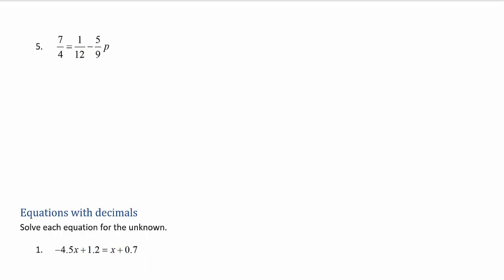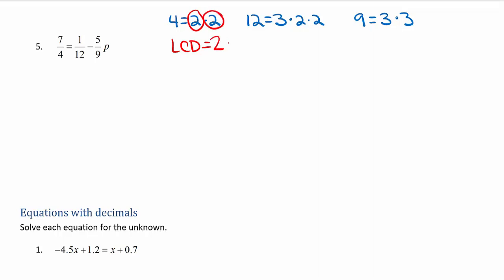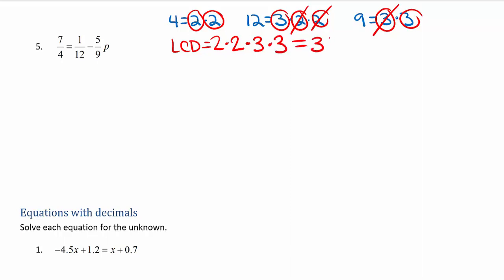I'm going to start by finding the LCD. My denominators are 4, 12, and 9. I have their factors listed. I'm going to include both of the 2's from the 4. I move over to the 12. I already have both 2's written down. I need the 3. I move over to the 9. I have one of the 3's written down. I need the other 3. And I get 36. So I'm going to take every single term in this equation and multiply it by 36.